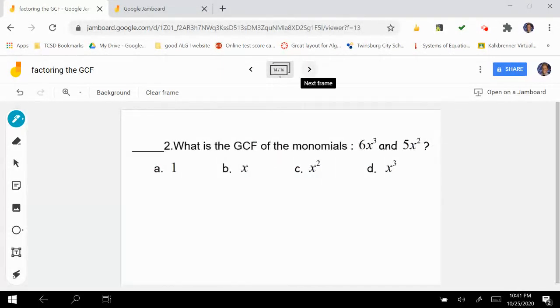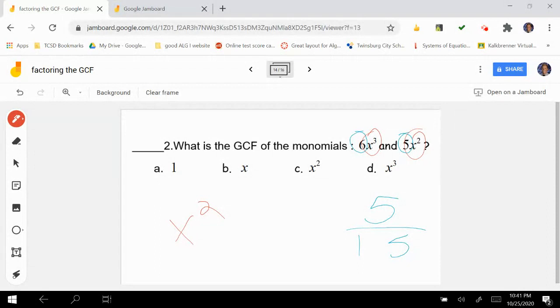What is the GCF of these binomials? So these are 2 terms. What do 6 and 5 have in common? Always start with your smaller coefficient. So again, one's a prime number. Does 6 divided by 5 work? Nope. Does 6 divided by 1 work? Of course it does. So now we're going to go to our exponents here. X cubed and x squared. Again, it's always the smaller exponent that they have in common. So they have an x squared in common, right?